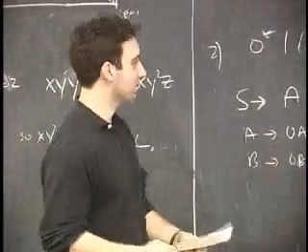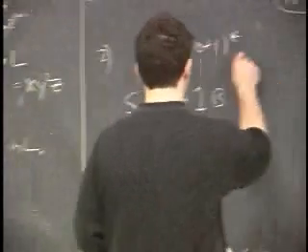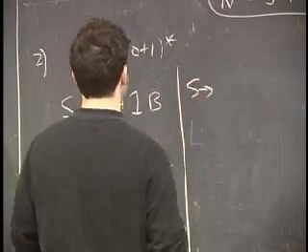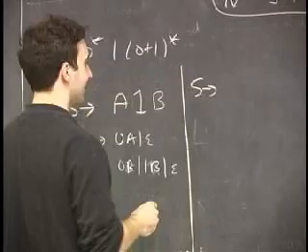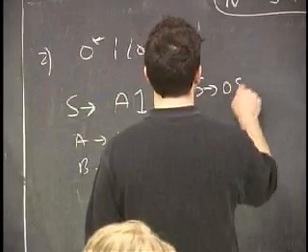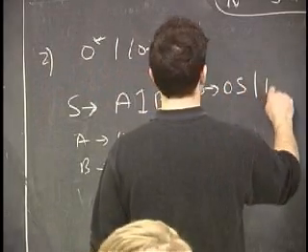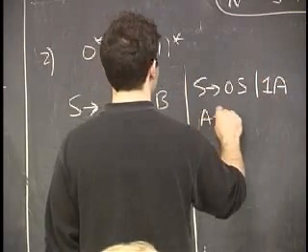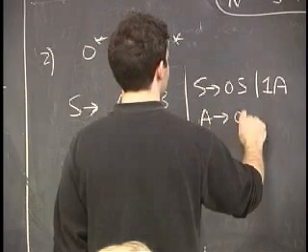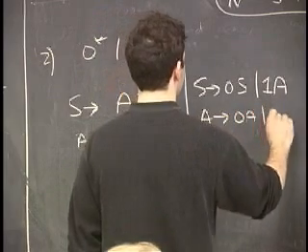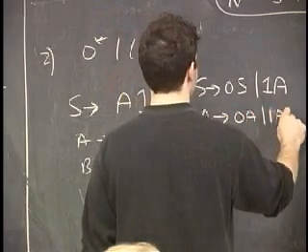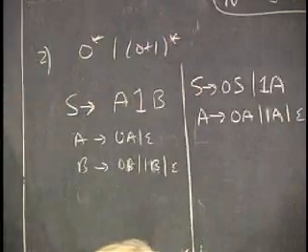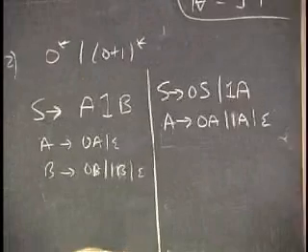But I like Tom's better. Tom has a better answer, I think, because it's a regular grammar. So go ahead. What did you say? S points to 0S or 1A, and then A points to 0A or 1A or epsilon. Pretty snazzy, huh? I like that. Does the same thing.